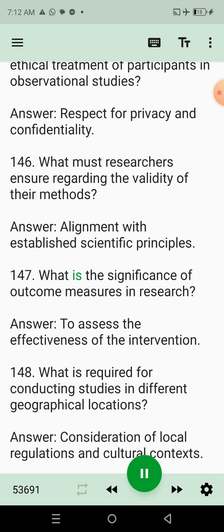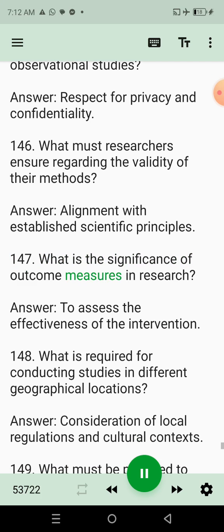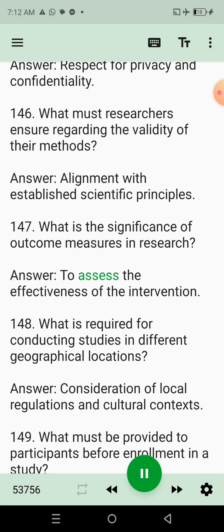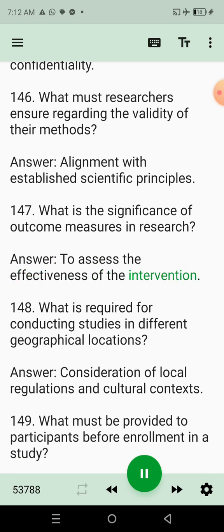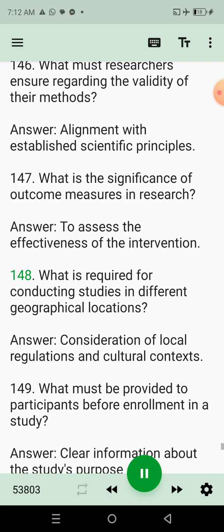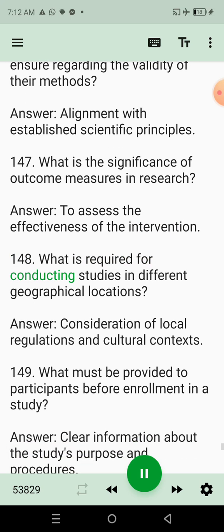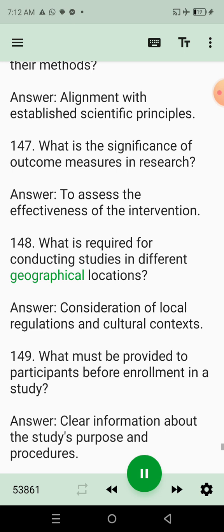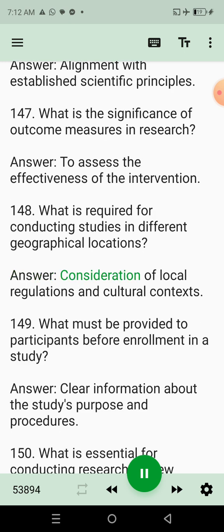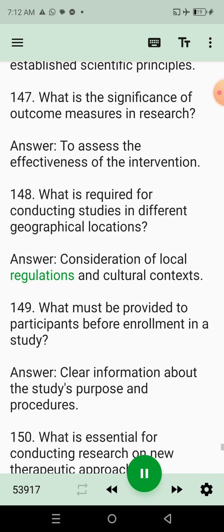147. What is the significance of outcome measures in research? Answer: To assess the effectiveness of the intervention. 148. What is required for conducting studies in different geographical locations? Answer: Consideration of local regulations and cultural contexts.